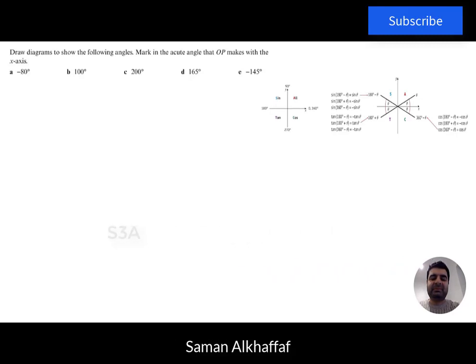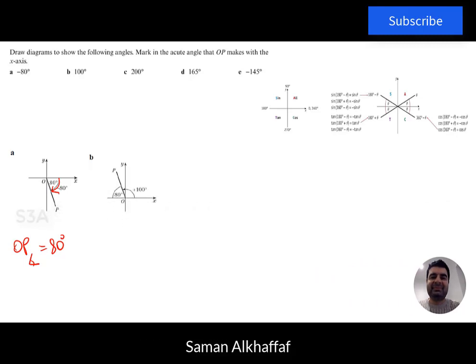So first we look at the angle of -80. The way we can plot this is moving clockwise, as shown here. And that tells us that the angle with the x-axis is 80 degrees because we're moving in this direction. So 80 degrees for the OP angle. So we can say the OP angle is 80 degrees.